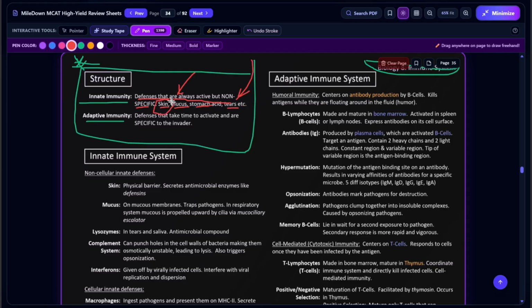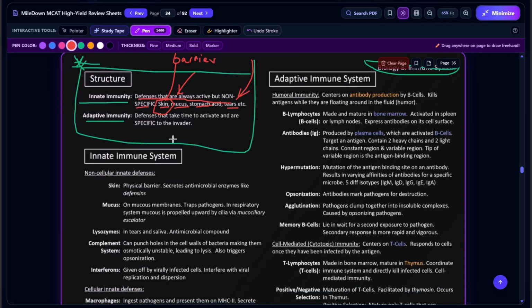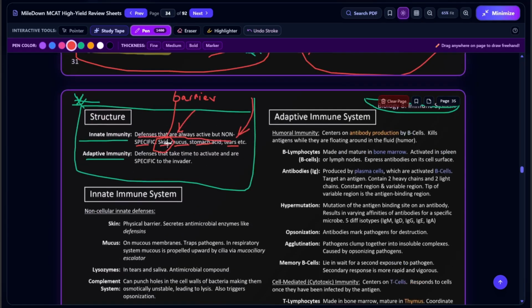Your skin, a lot of people don't think it's part of your innate immunity, but it acts as a really good barrier against harmful things. The moment you get a paper cut, you've activated your system, and it's like, oh my goodness, bad stuff is going to come in, because your skin is actually a really good barrier from all this bacteria and stuff you don't want inside your body. And your adaptive immunity are defenses that take time to activate and are specific to an invader.